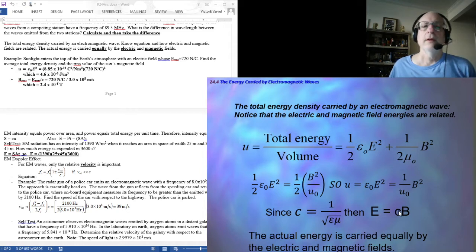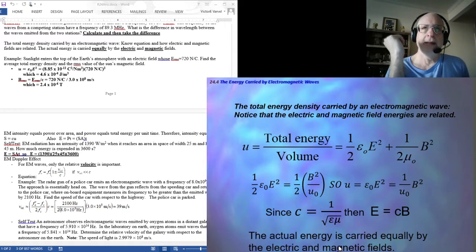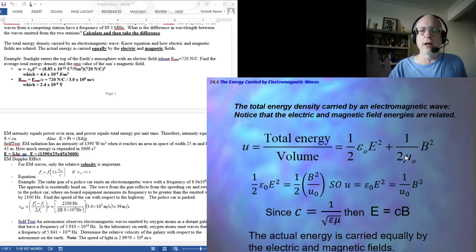So let's summarize, because there's a lot packed into this slide. The actual energy is carried equally by the electric and the magnetic fields. So therefore, the contribution of the E part and the B part of this equation are equal. Therefore, I can solve for energy density knowing only one, E or B. I don't need to know both. I only need to know one to know the total energy density. And furthermore, if I only know one, I know the other because of this special relationship. Once again, proving how important that value of C is to the universe.